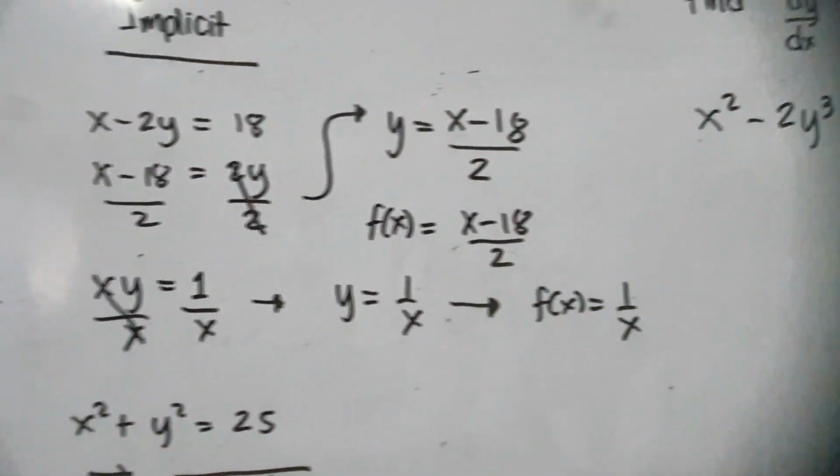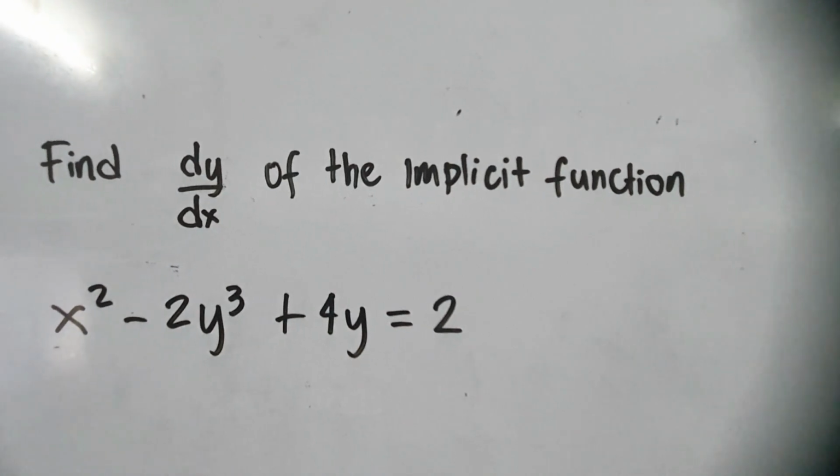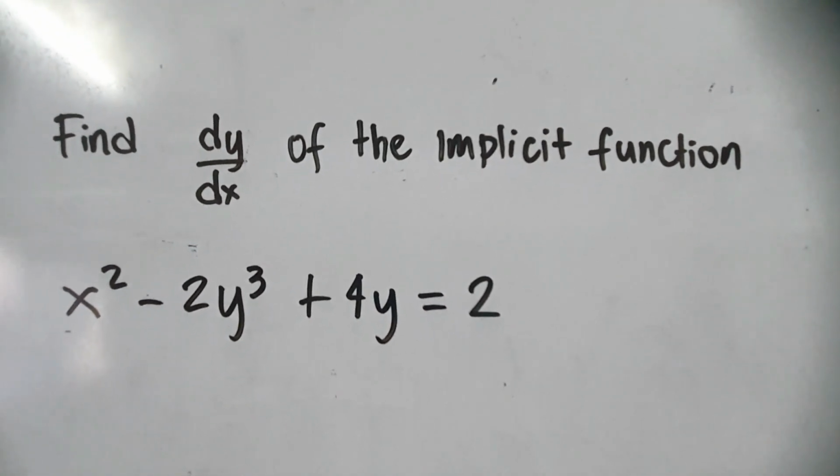All we need to do is some algebraic manipulations and we can now have their functions. Now let's go to our topic. We're going to find dy over dx of this implicit form: x squared minus 2y cubed plus 4y equals 2.